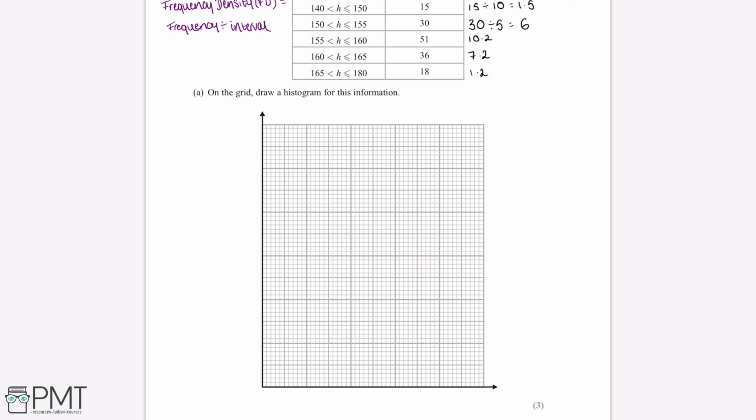The first thing we can do is label our axes. Our x-axis will be the height in centimetres, and our y-axis will be our frequency density. Next we'll need to work out a suitable scale for both the x and y axis of this histogram. If we start off with our frequency density, the values are between 1.2 and 10.2. So a suitable scale would be that every 5 squares is equal to a frequency density of 1.